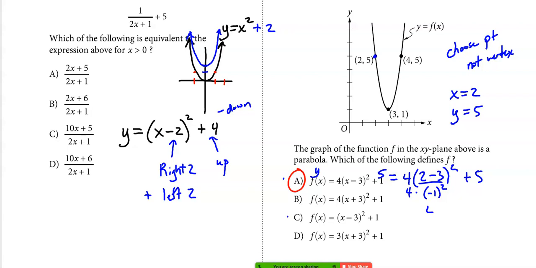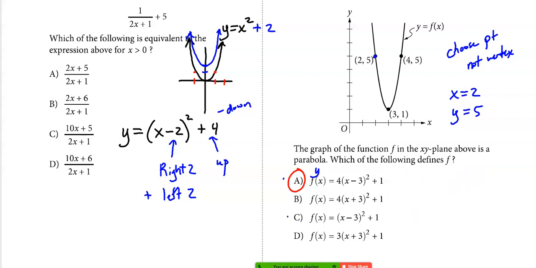Hold on here. I plugged that in right. Yeah, so this is 1. 4 times 1 is 4. I don't know why I put a plus 5 at the back. The original equation had a 1 there. So 4 plus 1, it does check out. It comes out to be 5, so we know it's A.